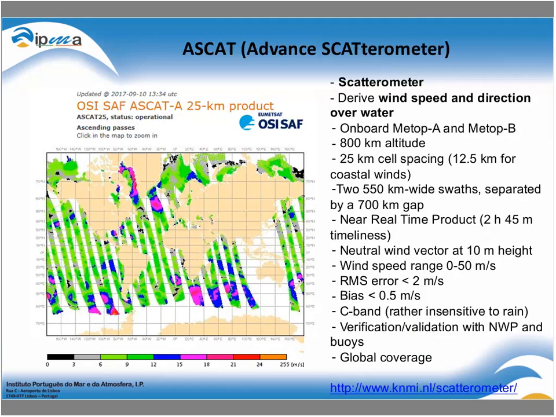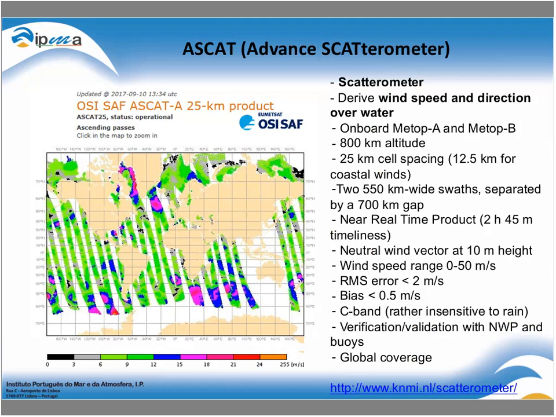Let me start with a brief characterization of the ASCAT scatterometer. The scatterometer is used to derive the wind speed and direction over water. Here you can see at your right some main characteristics of the ASCAT. You can look at that in more detail later, but mainly it is for deriving the wind speed and direction over water.